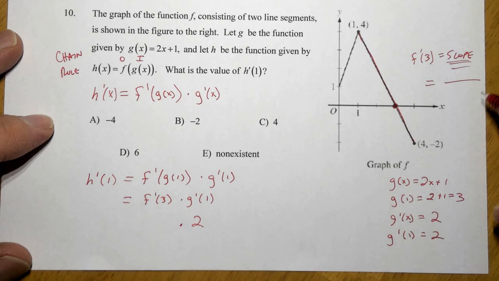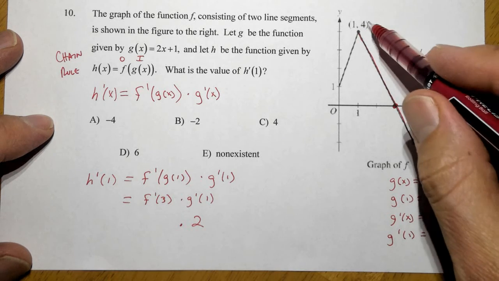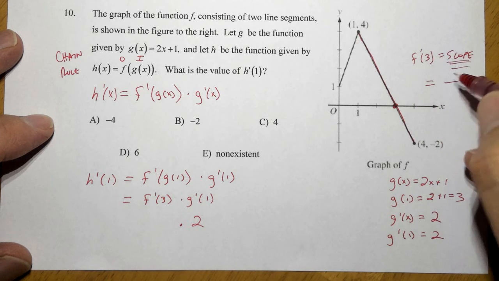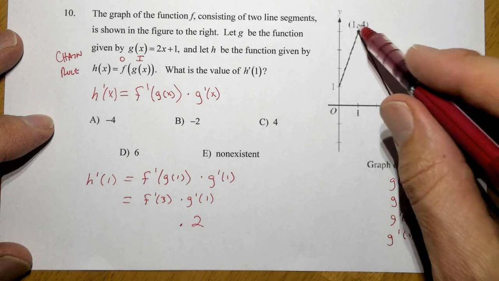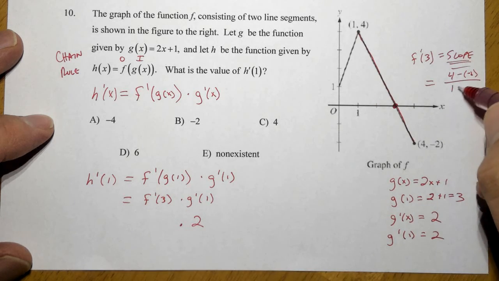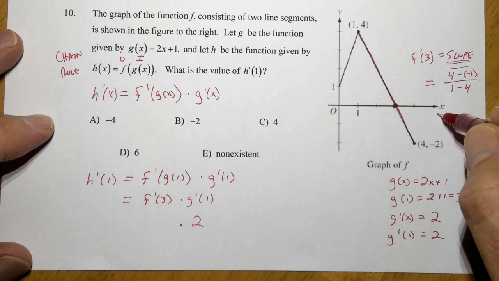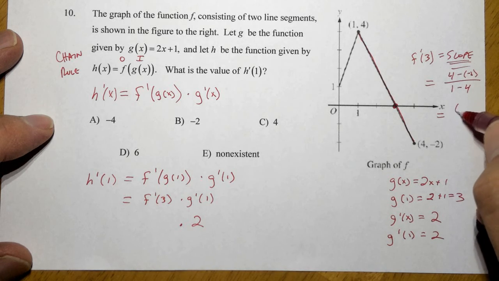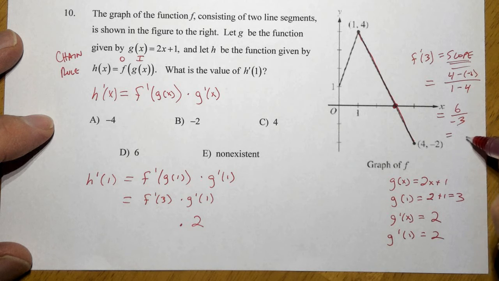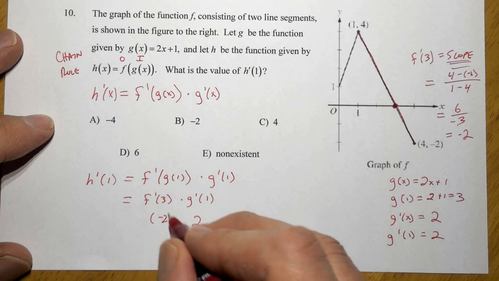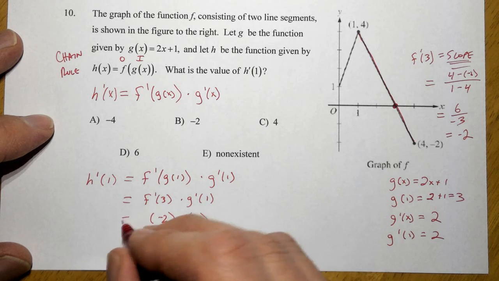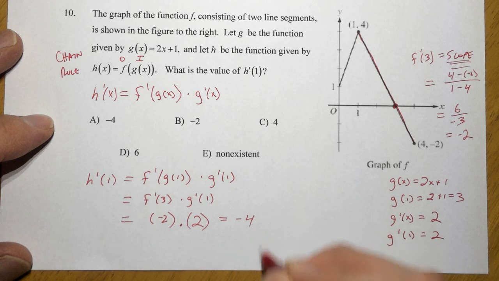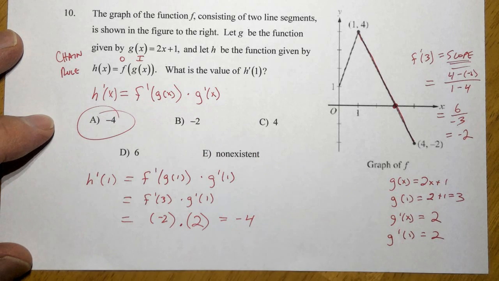All right, so we do a quick little slope: change in y. So we have 4 and negative 2, so 4 minus negative 2, over the change in x, 1 minus 4. So it looks like we have 6 in the numerator and negative 3 in the denominator, which simplifies to negative 2. So there's f prime of 3, and negative 2 times 2 is obviously negative 4, so the answer is A.